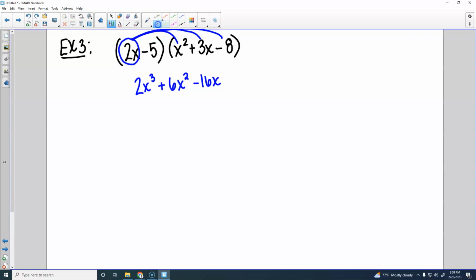And then we would distribute the negative 5. So we would have negative 5 times x squared, which is negative 5x squared. We would multiply negative 5 times 3x, which would give us negative 15x. And then negative 5 times negative 8, which would give us positive 40.